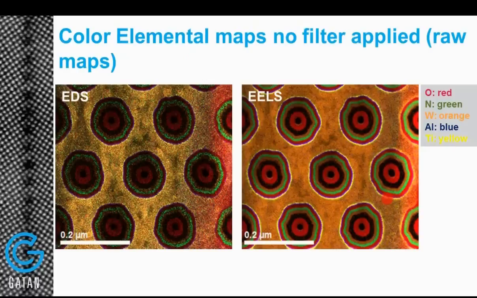Okay, so if we put all these maps together, we create a color map. This is what we have. So we can see clearly all the layers here. This is actually quite important. This is what engineers want to know. They want to see the morphology. They want to see the distribution of each element across this cell.